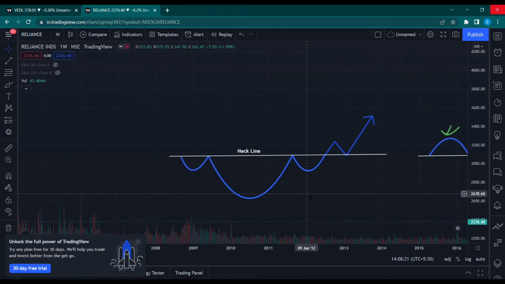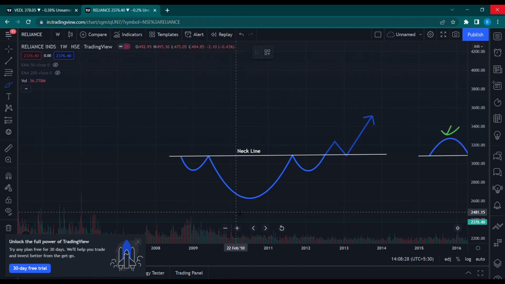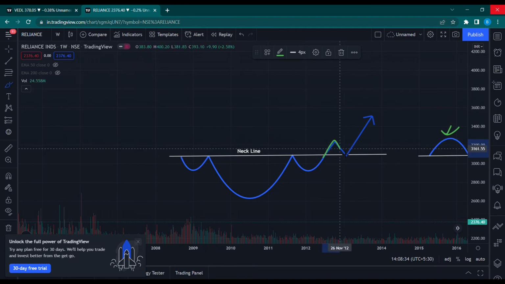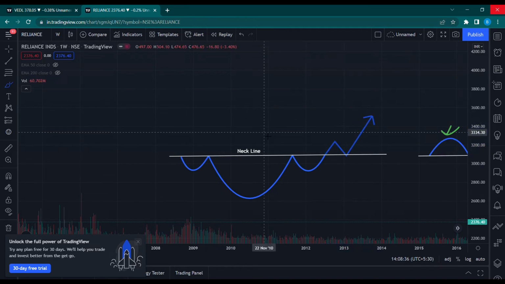A pattern having higher accuracy is the inverted head and shoulder, right? This is completely the inverse of the head and shoulder. Here also you have a head, you have two shoulders, and you have a resistance which on breaking goes up. So that is the inverted head and shoulder.